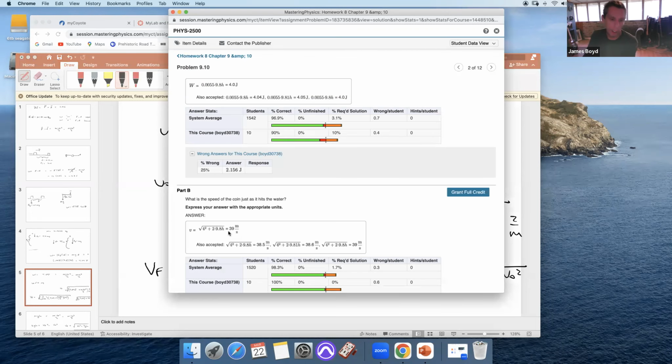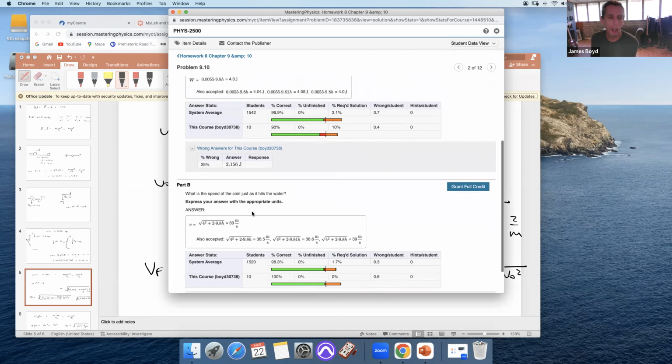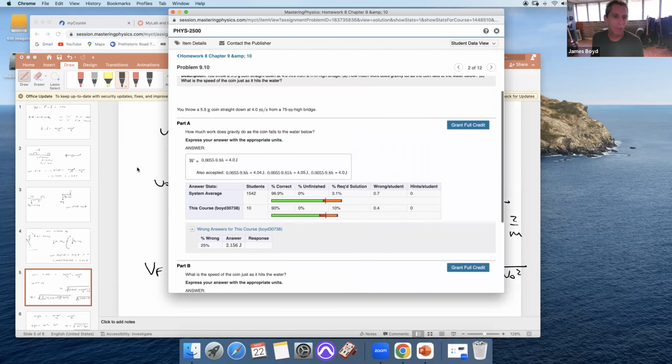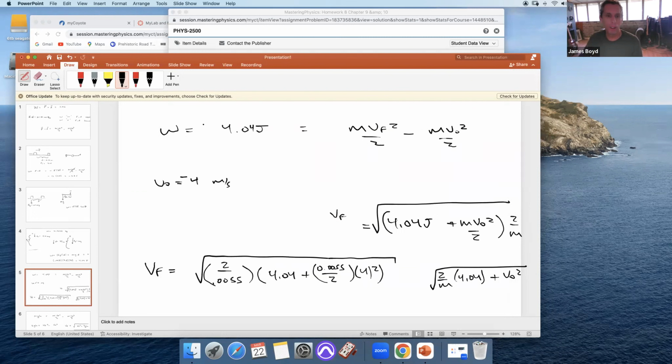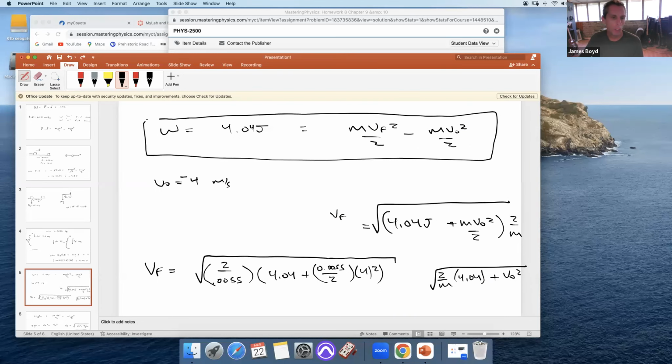So 38.5, it's technically downward. However, they asked us for speed, so we just need the speed. And that's it. Just remember that your work is the change in kinetic energy, and you can solve this for V final, which is what we wanted to do.